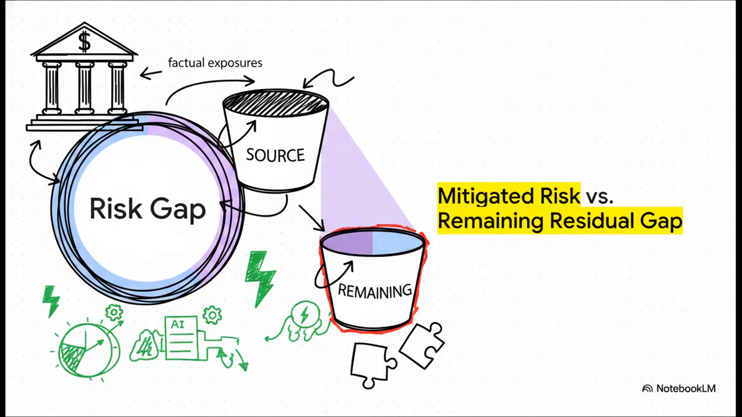The math here is incredibly powerful. You take the total source bucket. That's all the factual exposures the bank faces in reality. Then you subtract the addressed bucket, which are the verifiable responses the firm has legitimately implemented. What you are left with is the remaining risk. That remaining piece, that is the exact vulnerability the bank is currently exposed to. It's the missing piece of the puzzle that regulators desperately need to see.